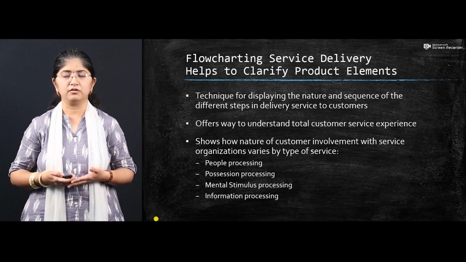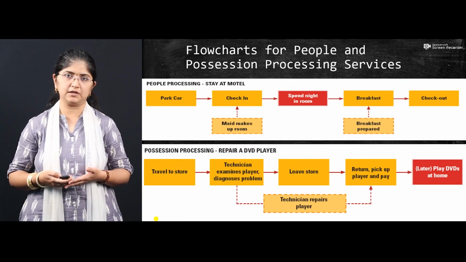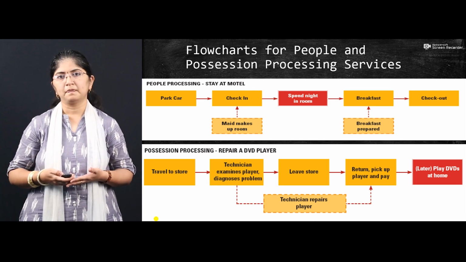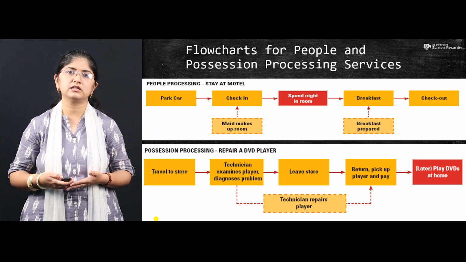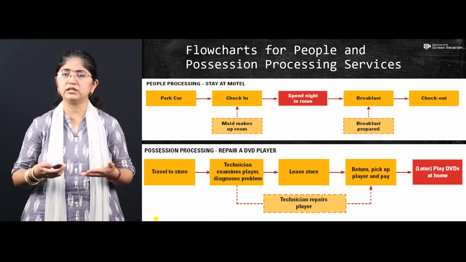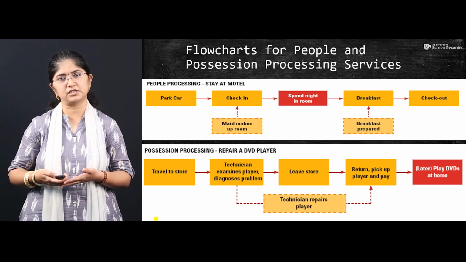Now, if we see the examples of each, in the case of people processing, for example, if I want to stay in a motel or a hotel, I'll just go there, park my car, do the check-in formalities, and stay there for a night. In the morning, I'll take my breakfast and do the checkout formalities. Now, this is the flow where the people are being processed.